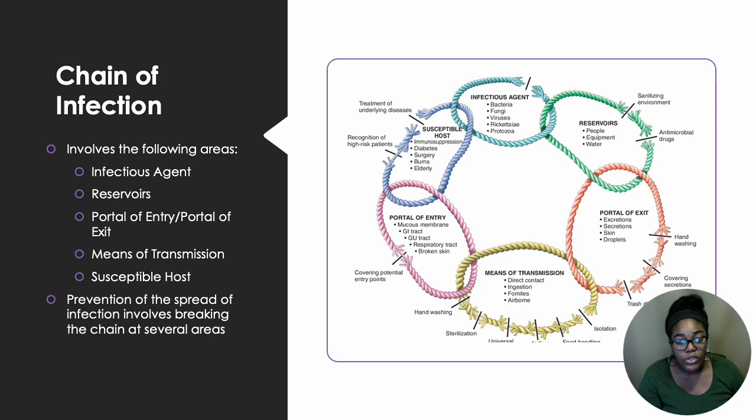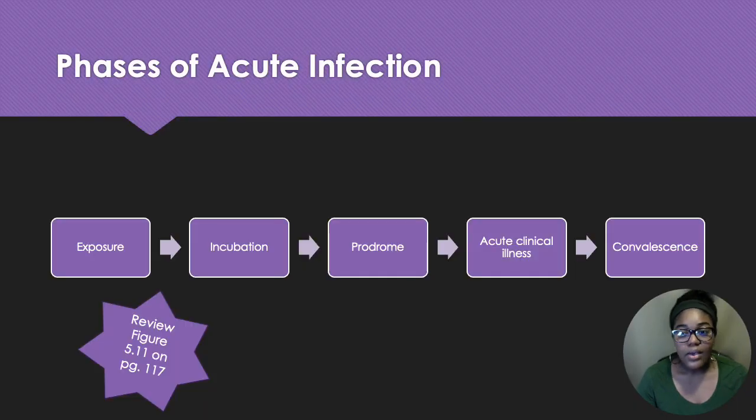So if you are trying to break this, you want to make sure that you recognize who are the individuals that are at risk for infection, and then you want to make sure you treat any underlying diseases that could make them more susceptible to infection. So again, you have different chains, and it's important to understand how to break the chain of infection to prevent the spread of infection. So here we have the phases of acute infection.